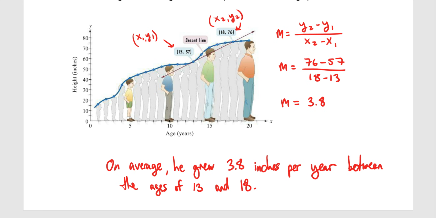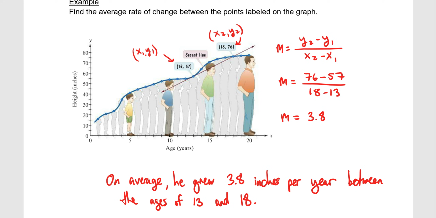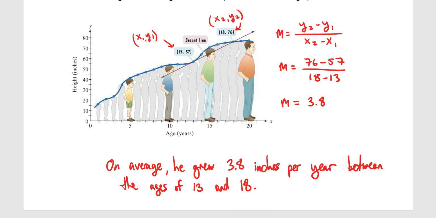Okay, so we can see how that is useful in an actual application using this linear concept of slope, even though the data itself is not linear. Okay, that's it for this chapter.